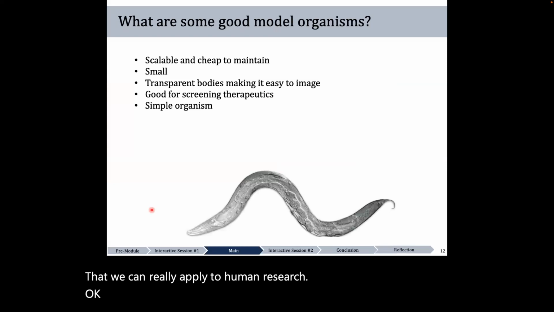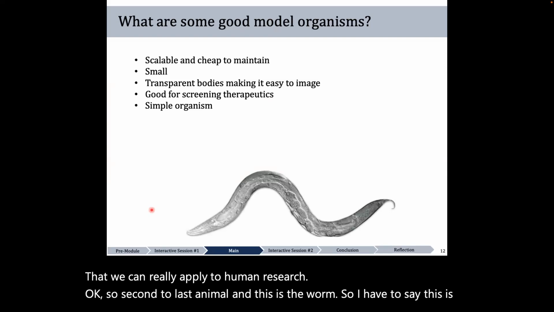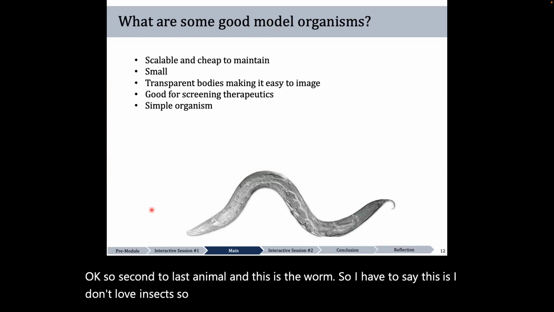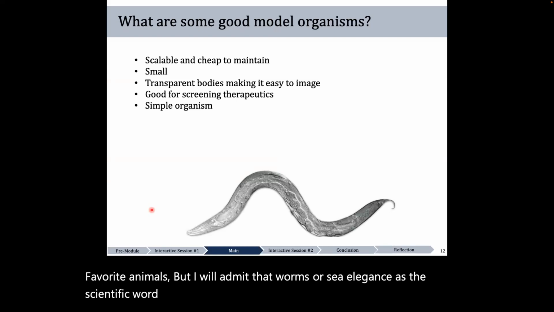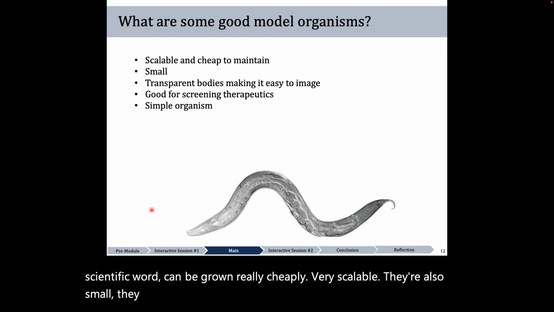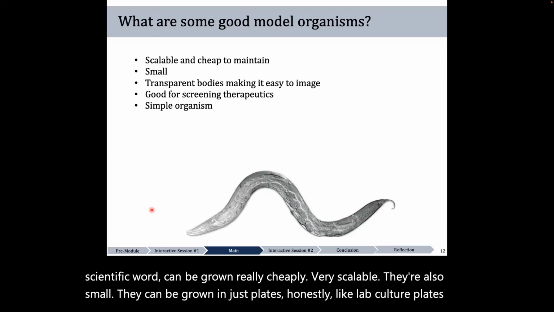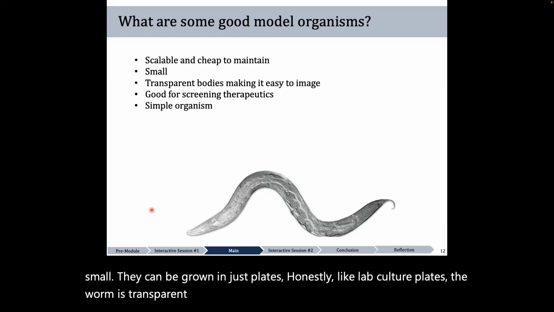Okay, so second to last animal, and this is the worm. So I have to say I don't love the insects. So this and the Drosophila are my least favorite animals, but I will admit that worms, or C. elegans, as the scientific word, can be grown really cheaply, very scalable. They're so small. They can be grown in just plates, honestly, like lab culture plates. The worm is transparent, actually. They have completely transparent bodies.